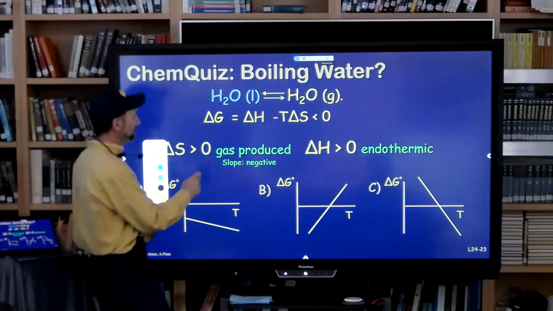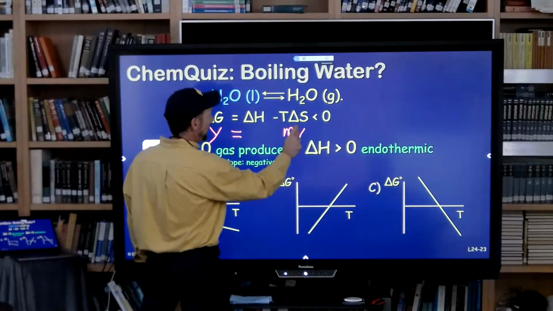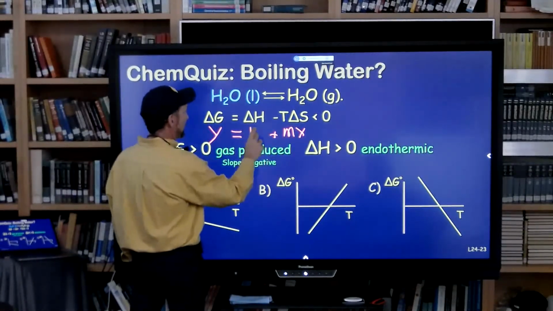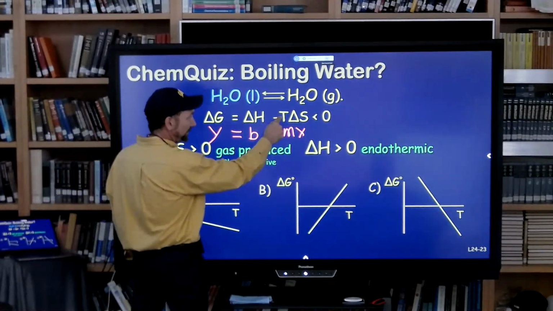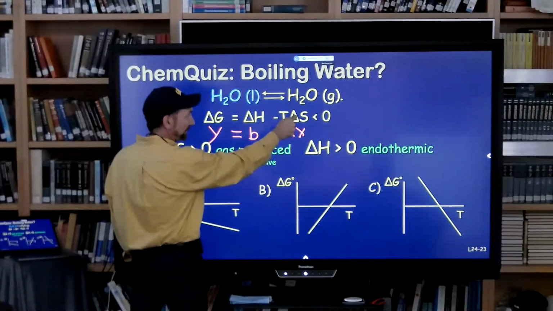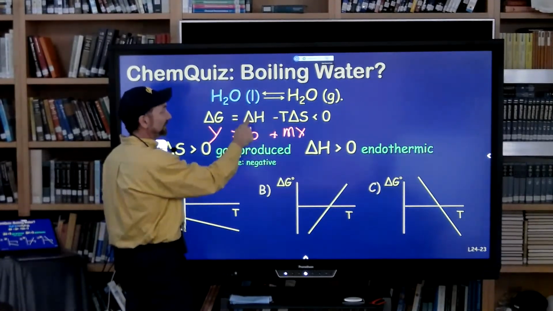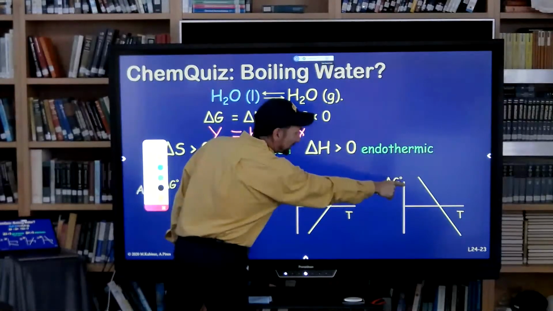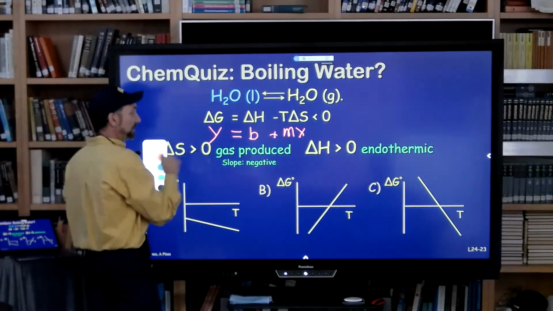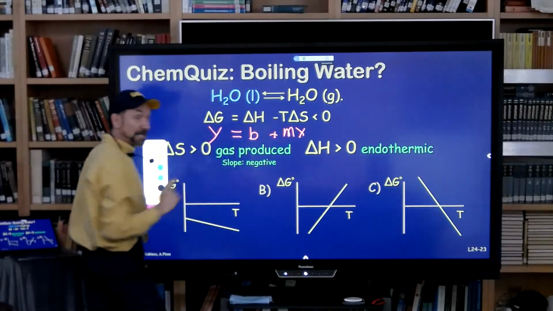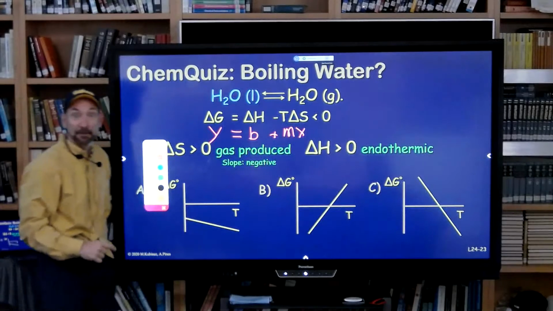If you know something about straight lines, this looks like y equals mx plus b. That looks like the equation of a straight line where x is the temperature, so the slope is delta S. The intercept is delta H. And you just know the signs. So delta H is positive, so the intercept is positive. The slope, delta S is positive, so the slope is going to be negative because that negative sign is there and T is always positive. So you can just sketch that out from the slope of a line as well.